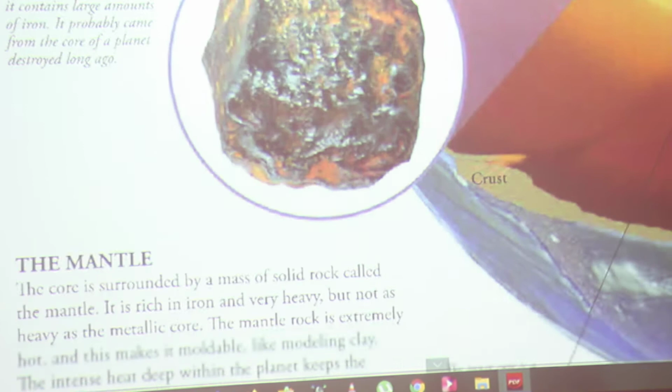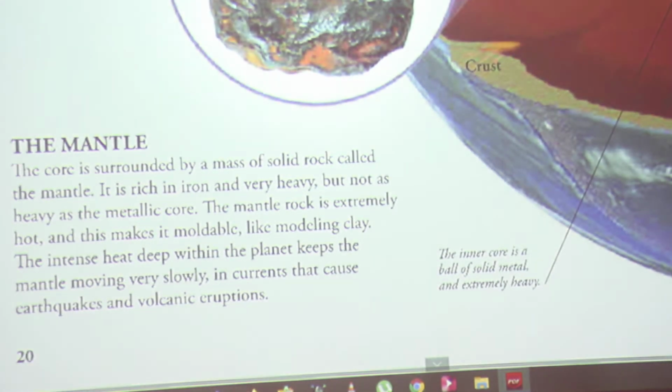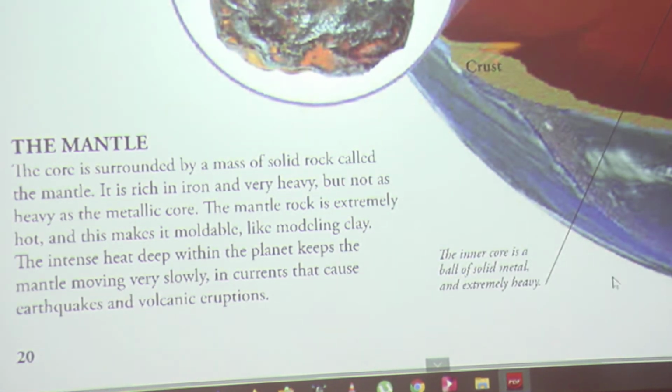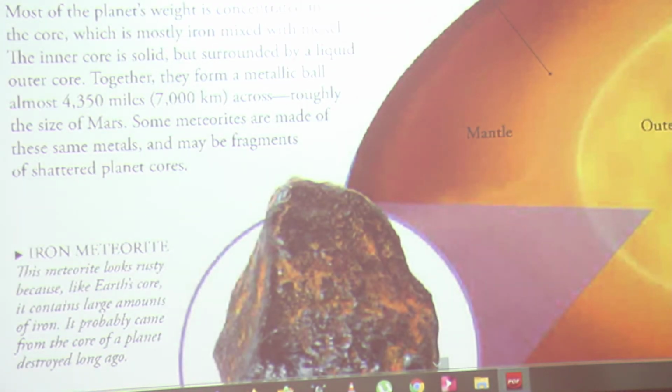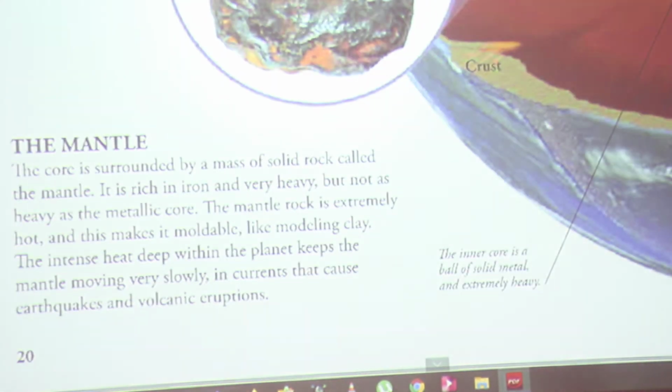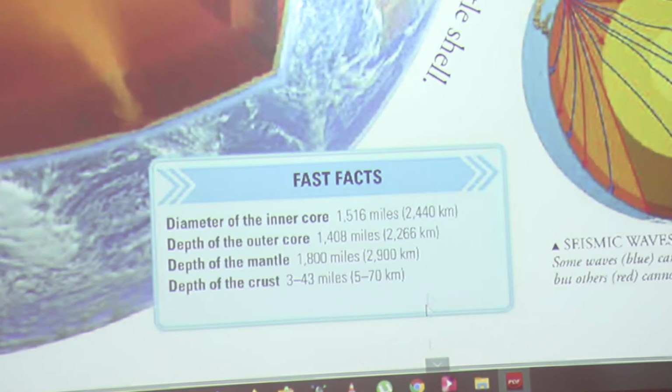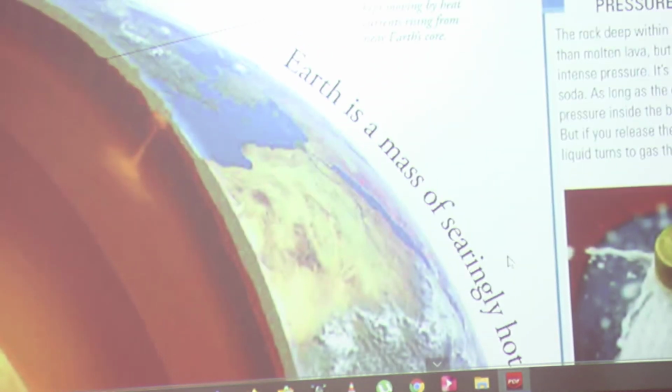this part of Earth is the inner core. It is a ball of solid metal and extremely heavy, as you can see here, inner core. Now let's move to another slide here. Let's move up so you can see it better. Earth is a mass of searingly hot rock and metal with a thin, brittle shell.